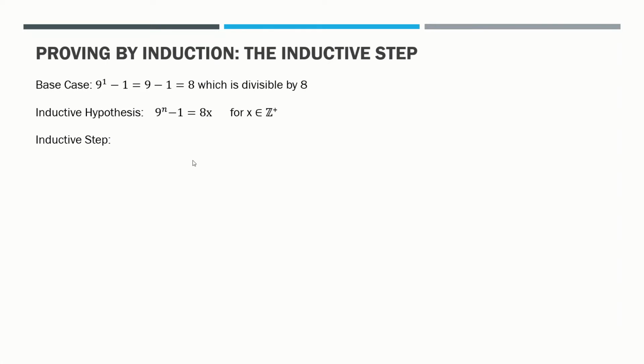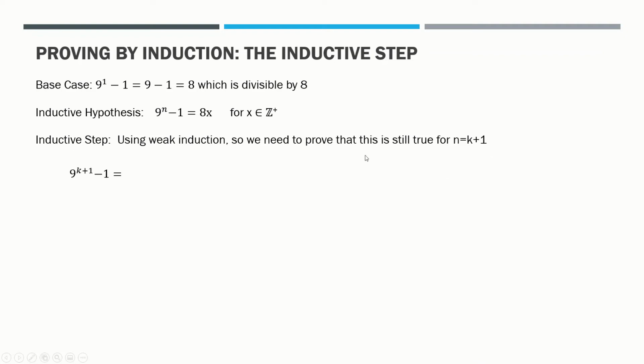So in the inductive step, we're going to be using weak induction. That means we need to prove that if we assume it's true for 9 to the k minus 1, we now need to prove that it's true for 9 to the k plus 1 minus 1. By proving that n is equal to k plus 1, that is our weak inductive step. So we're going to write 9 to the k plus 1 minus 1 as our new term.